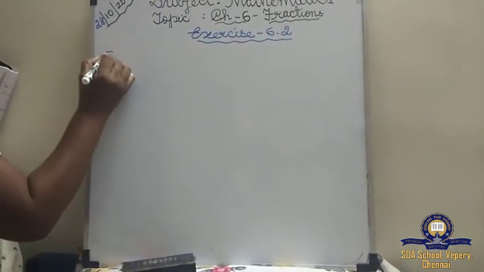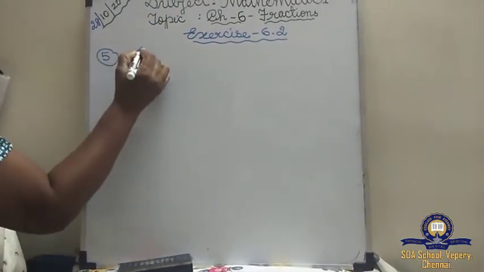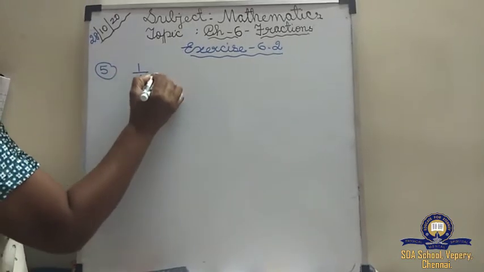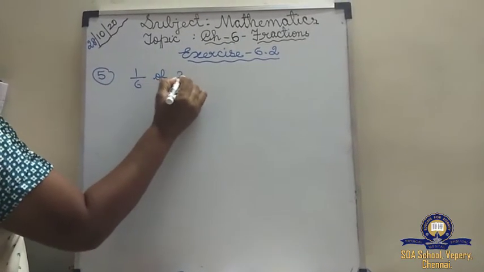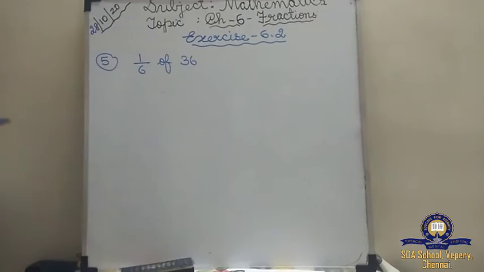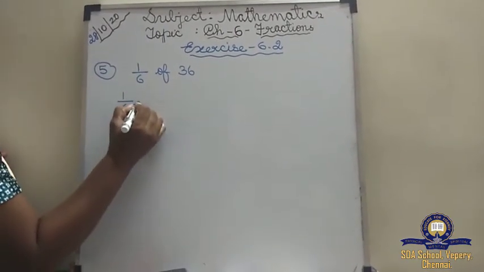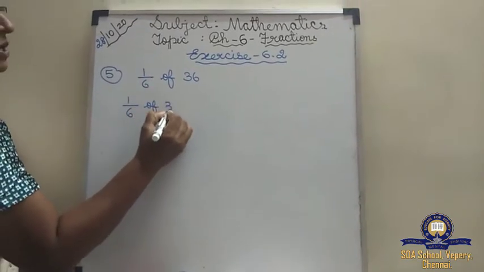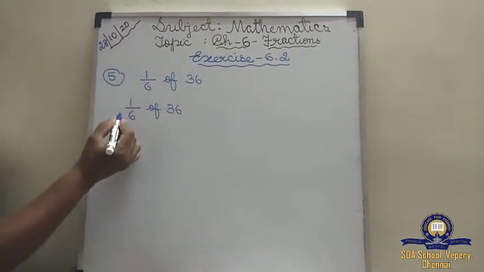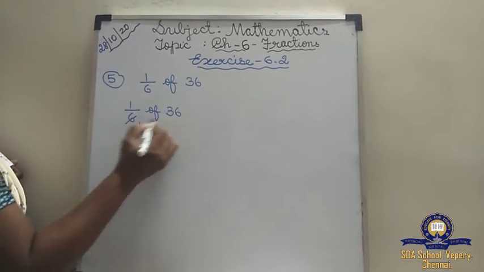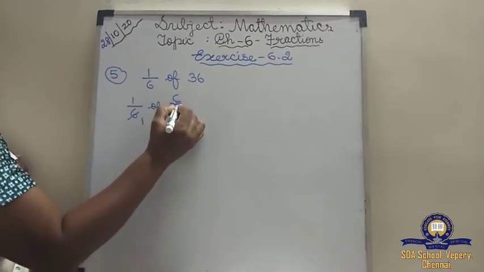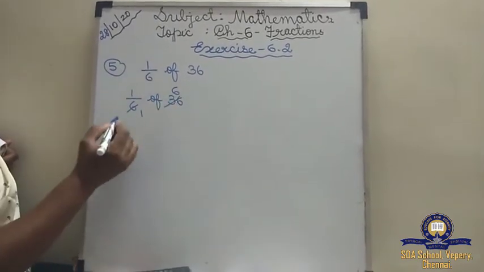Okay, the fifth sum. 1 by 6 of 36. So what you have to do, children? 1 by 6 of 36. So 36 goes in the 6 table, isn't it? 6 1 is 6, 6 6s are 36.